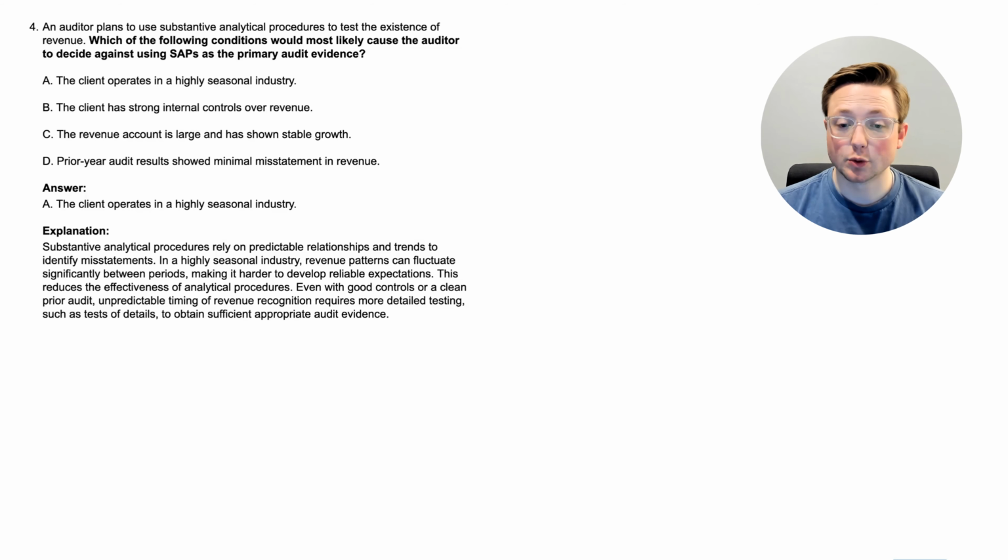Substantive analytical procedures rely on predictable relationships, we've talked about that a whole bunch, and trends to identify misstatements. In a highly seasonal industry, revenue patterns can fluctuate significantly between periods, making it harder to develop reliable expectations. This reduces the effectiveness of analytical procedures. Even with good controls or a clean prior audit, unpredictable timing of revenue recognition requires more detailed testing, such as tests of details, to obtain sufficient appropriate audit evidence. All right, we'll learn a little bit more about when you would and wouldn't want to use substantive analytical procedures. Now let's go to the next question.